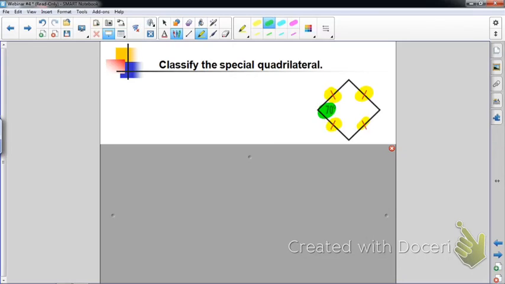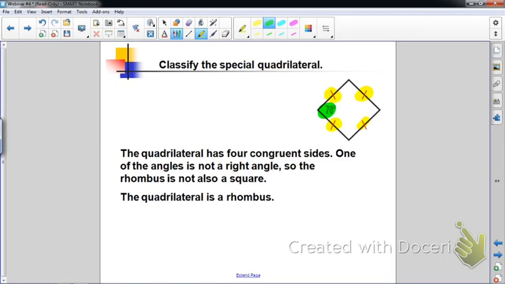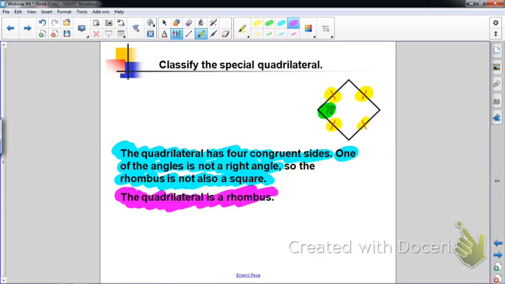Well, what can we classify this, or what can we say to this, okay? Well, it says that the quadrilateral has 4 congruent sides. That's true, right? We saw that by the markings that was given to us. It says one of the angles is not a right angle, so the rhombus is not also a square. So the quadrilateral is just a rhombus. It's not a special kind of a rhombus. It's just known as a rhombus itself.